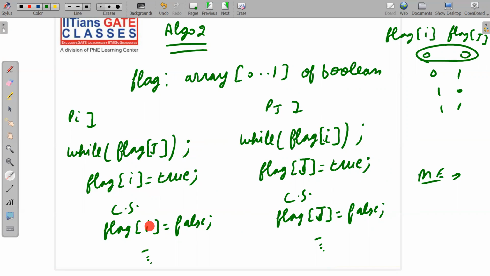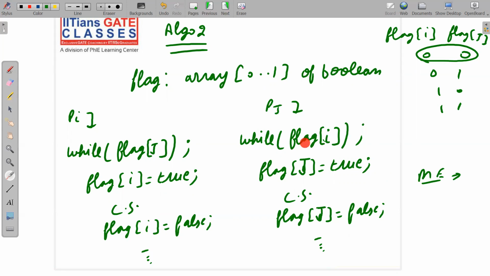So let me make a story first. PI is saying while flag J, that means if J wants to enter CS, then I will not enter. And if J does not want to enter CS, then it will say, okay, I'm going to enter into the CS. Then it will enter into the CS, and then it will say I'm not waiting to enter into the CS, that means I have come out of the CS. So PJ is saying while flag I, that means if PI wants to enter CS, then I will not enter. So they are just compromising.